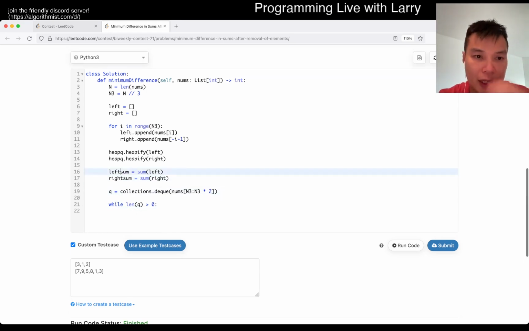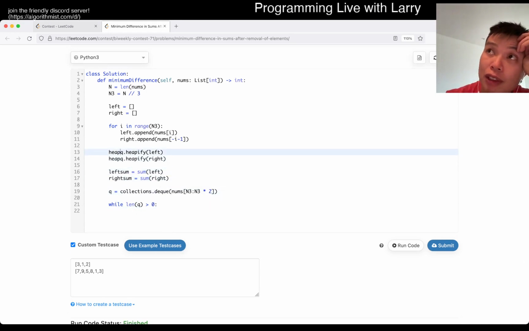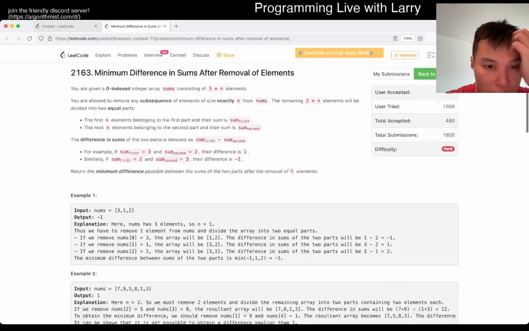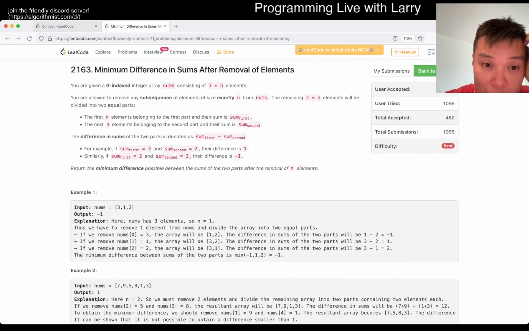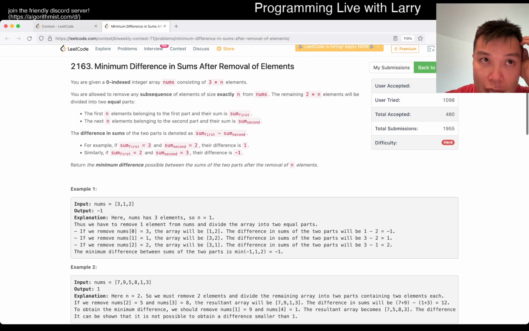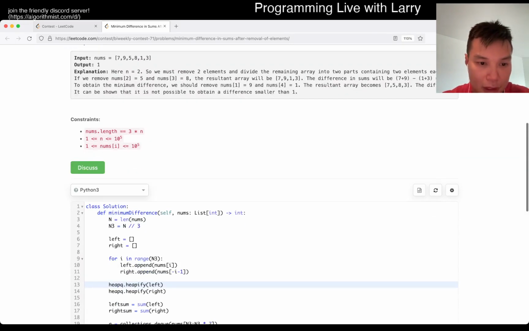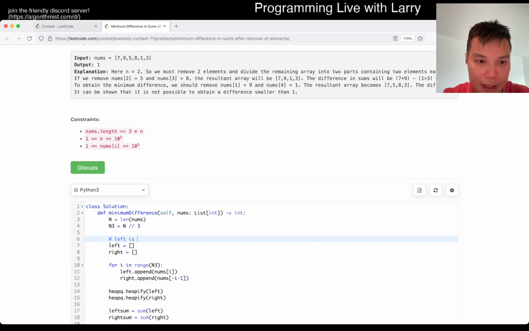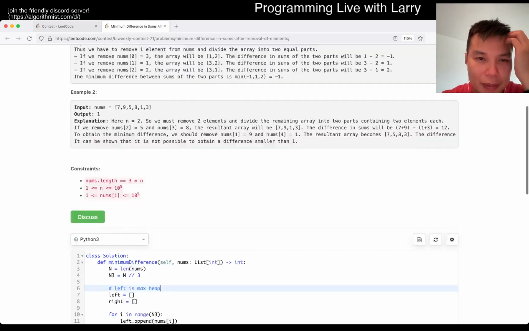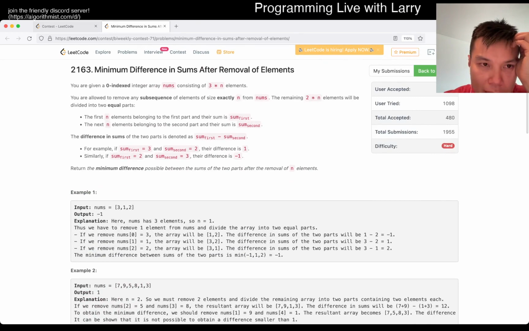Oh, actually, I mixed this up. So we want on the left side, we want... My memory's not good. Okay, so the right side, we want to maximize the right side, so we want to have a min heap, and the left side is a max heap. Left is max heap. Why do I want a max heap? I want a max heap because I want to get rid of the max number.